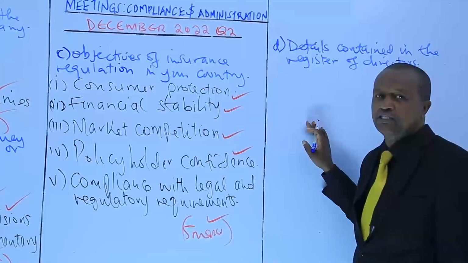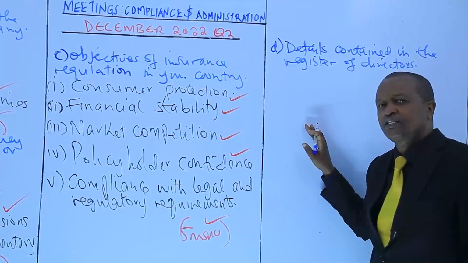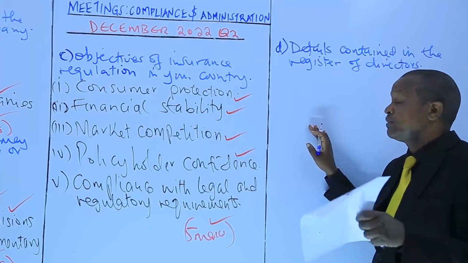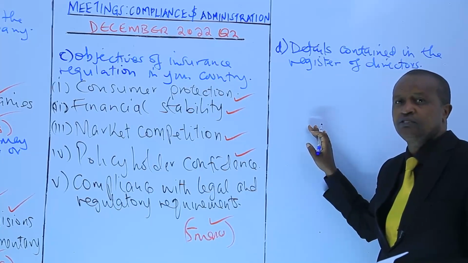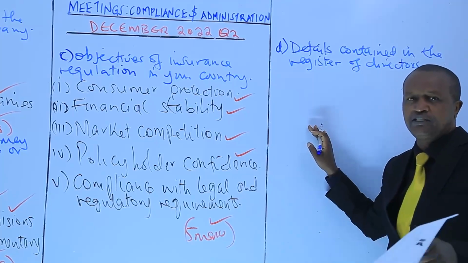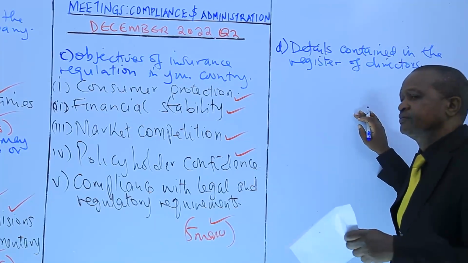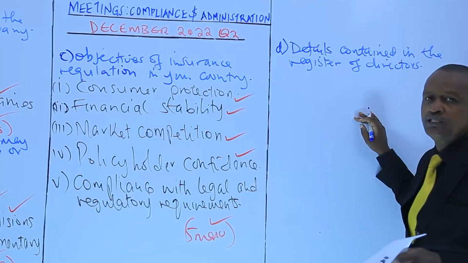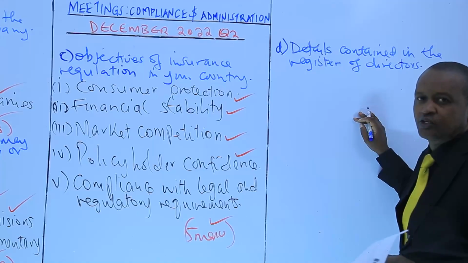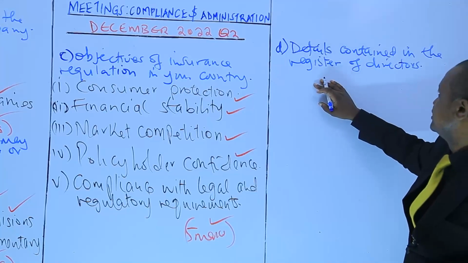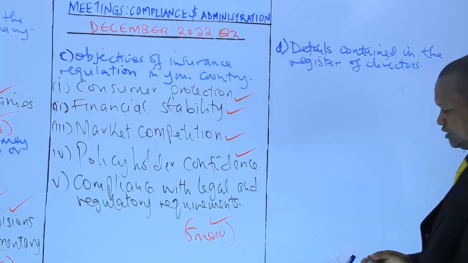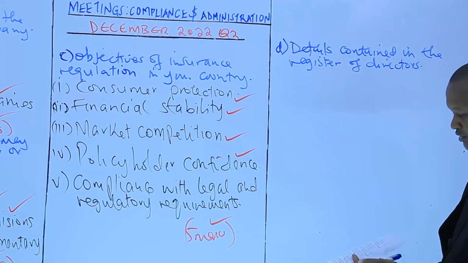Register of directors. Now, the register of directors is an important document that contains essential details about the directors of a company. While the specific requirements may vary based on the jurisdiction and the local company laws, there are some common details often included in the register of directors. And these are the details I'm going to list.